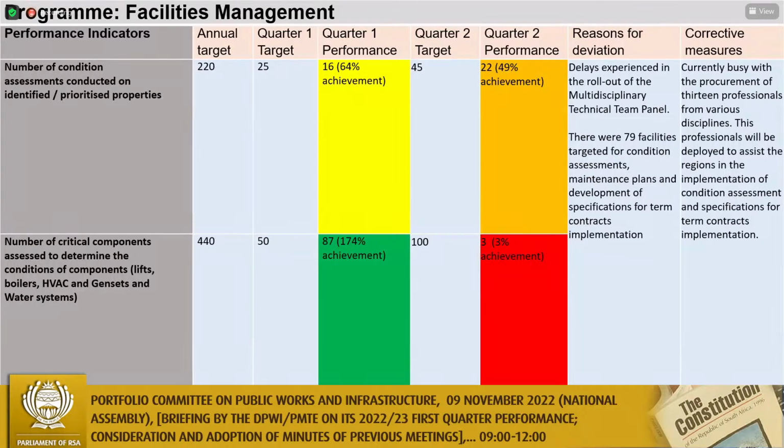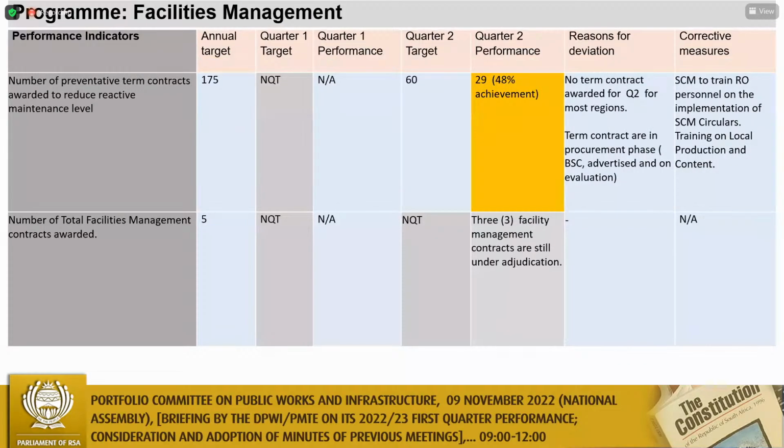With regards to components, we're targeting out of the 440 properties, 50, but we only did about 87, which was also an achievement, about 177%, 174%. And then these are not the quarter targets, although these are back office processes where you're looking at term contracts that we use to then reduce reactive maintenance, so that there's a continuous maintenance of those properties. They are not quarter targets, but we do have term contracts in the department in place in various departments that then assist in facilitating these processes.